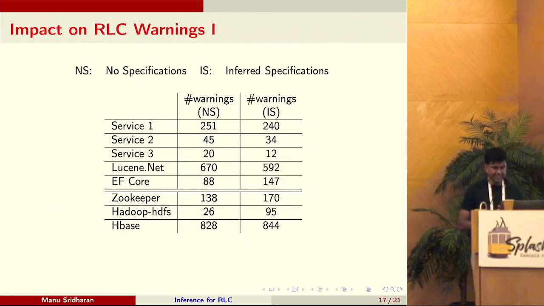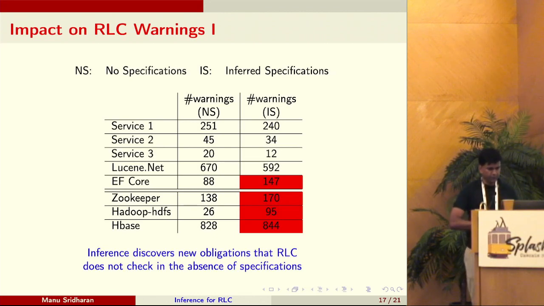The next thing we did, as I mentioned before, was let's see what happens when we take an unannotated code base, run inference, and then run the checker on the result. So first we compared the number of warnings that we saw. NS is no specifications, so just running the checker, and this is with inferred specifications. And you'll notice that the number of warnings actually goes up in many cases.